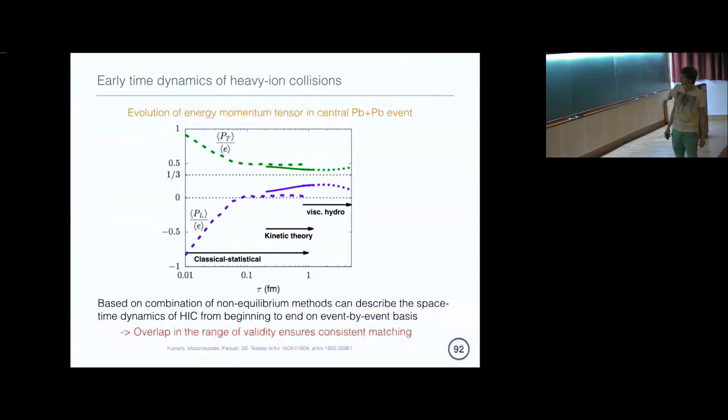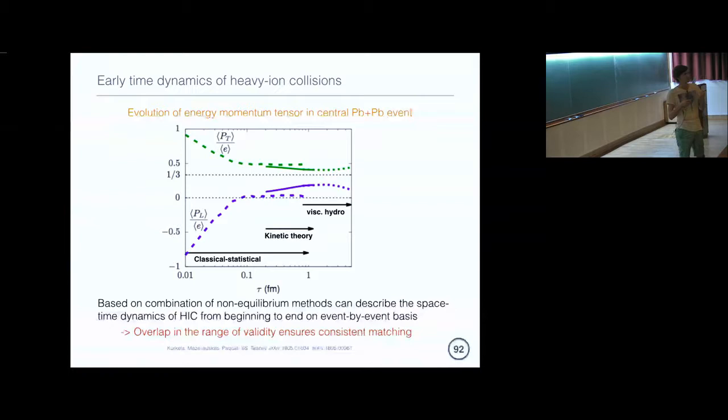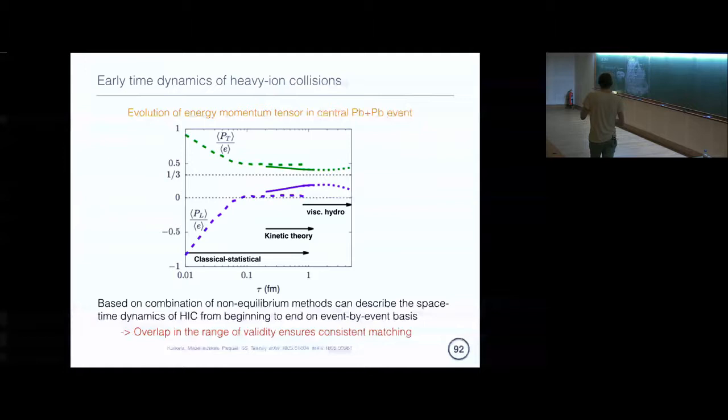But at some point, we know that we should no longer describe the evolution of the system semi-classically. So what you should do is match this to kinetic theory. I should say this is not a one-to-one matching; we do a couple of tricks there. Essentially, we exploit the fact that there's a memory loss during the thermalization, because otherwise we would have to extract the full phase-space distribution on an event-by-event basis and put this into kinetic theory, but this is very difficult. You can make your life a little bit simpler, but that's not the essence of this plot.